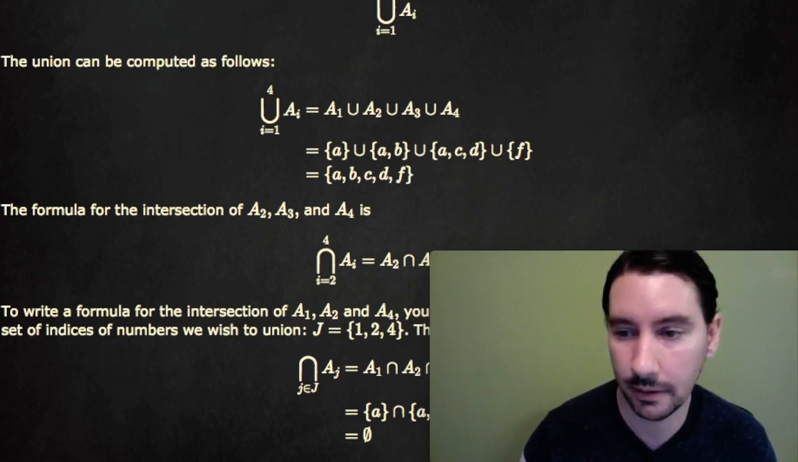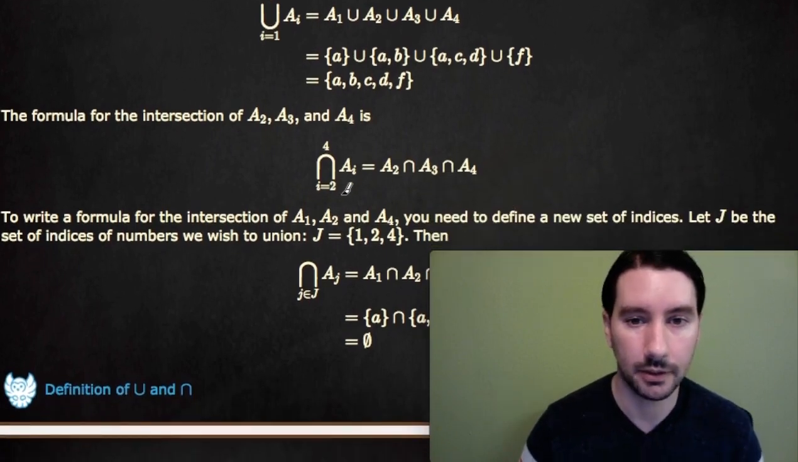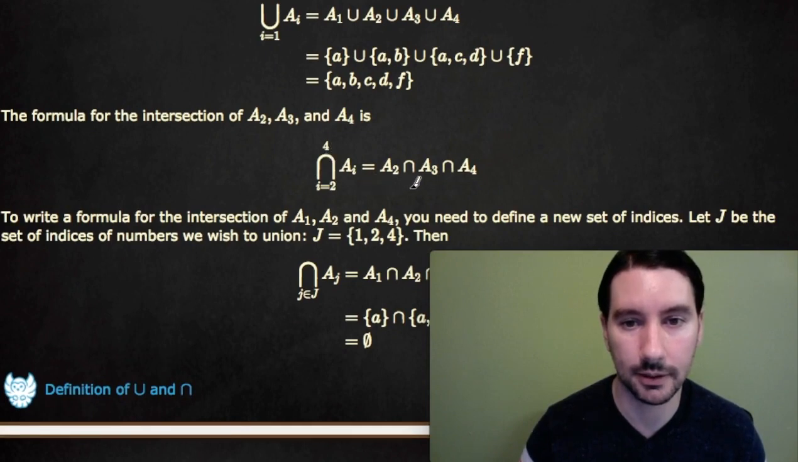Now, let's say that we wanted to intersect over 3 sets, A2, A3, A4. We could write the intersection from I equals 2 to 4 of AI, which would be A2 intersect A3 intersect A4.